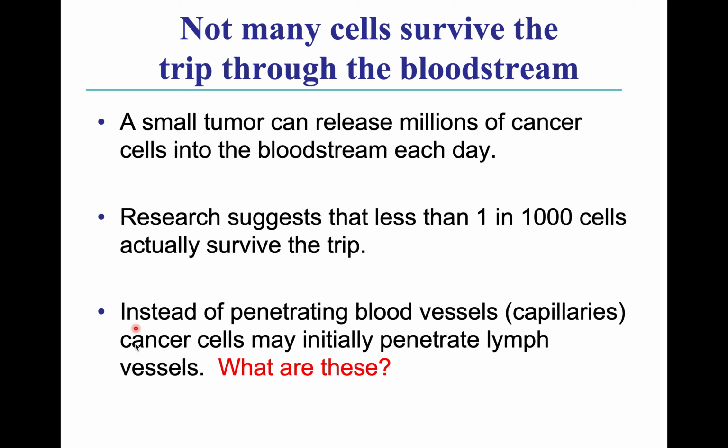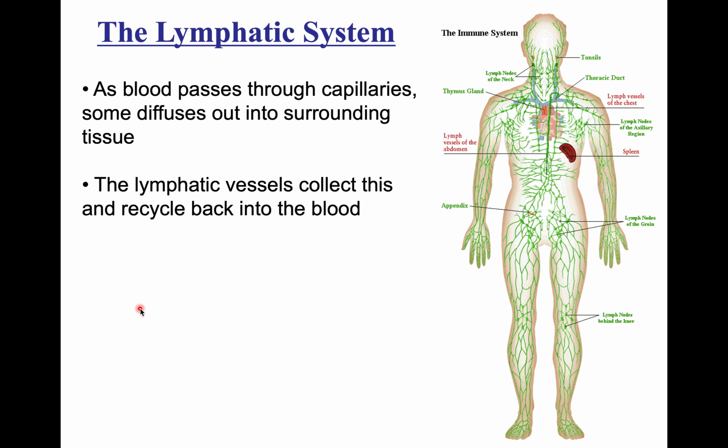And I also wanted to point out that, instead of going directly into blood vessels or capillaries, a lot of times cancer cells may initially penetrate lymphatic vessels. If you're not as familiar with the lymphatic system, I typically think of this as sort of a shadow circulatory system. It is a very dense network of lymphatic vessels and lymph nodes, right, that basically spreads throughout the whole body. So you can see this illustrated here on the right.